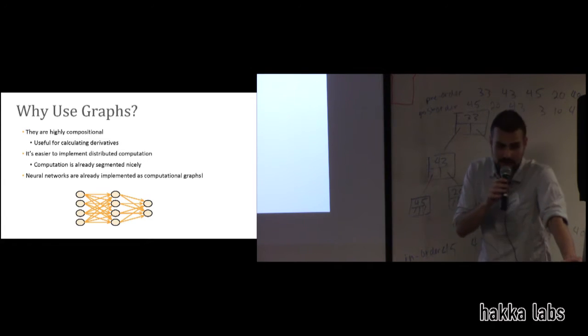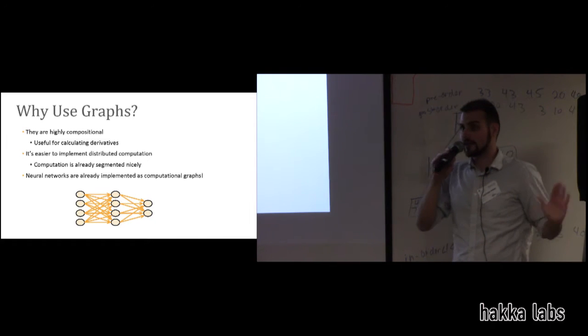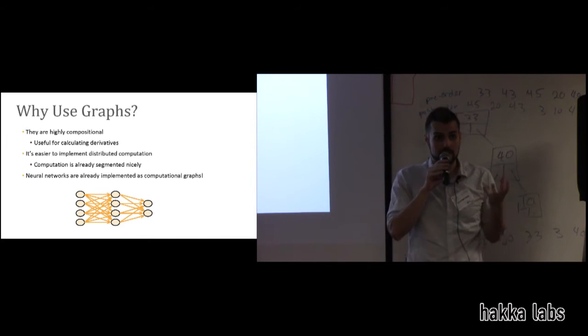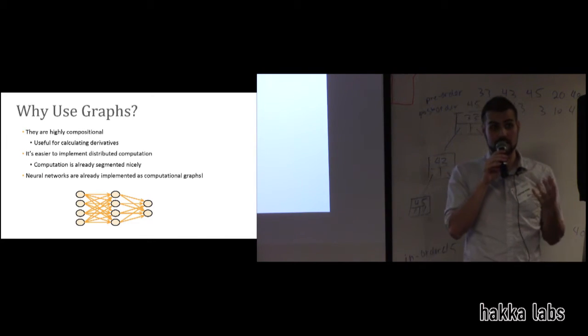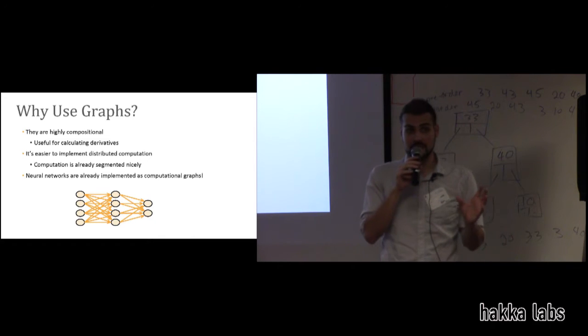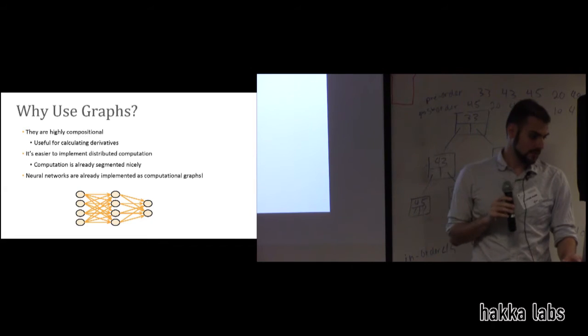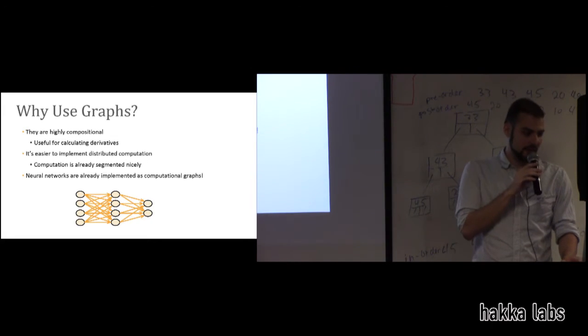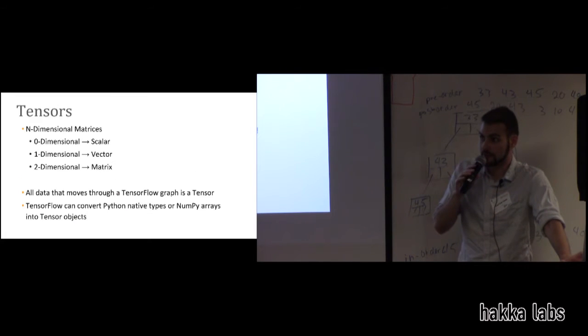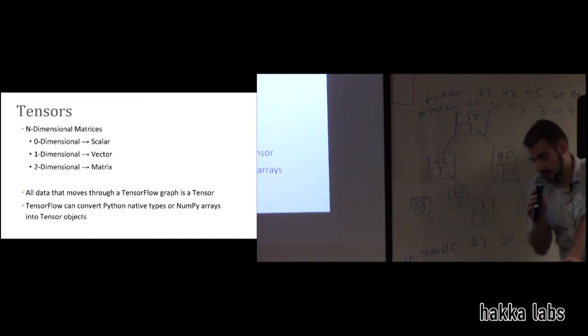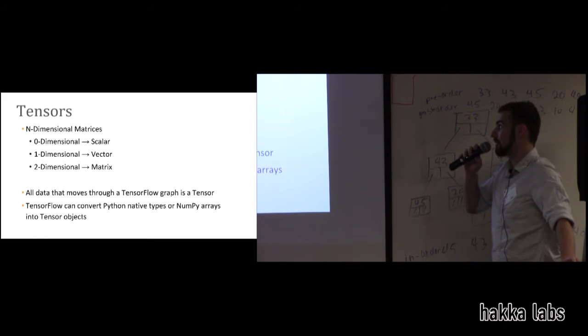It's also easier to implement distributed computing. This is pretty straightforward. If you can segment your computation into individual chunks, it's way easier to place them on different graphs and on different threads. And it's already segmented nicely, see? And like I said, neural networks are pretty much already computation graphs. OK, I'll try to sprint through this faster.